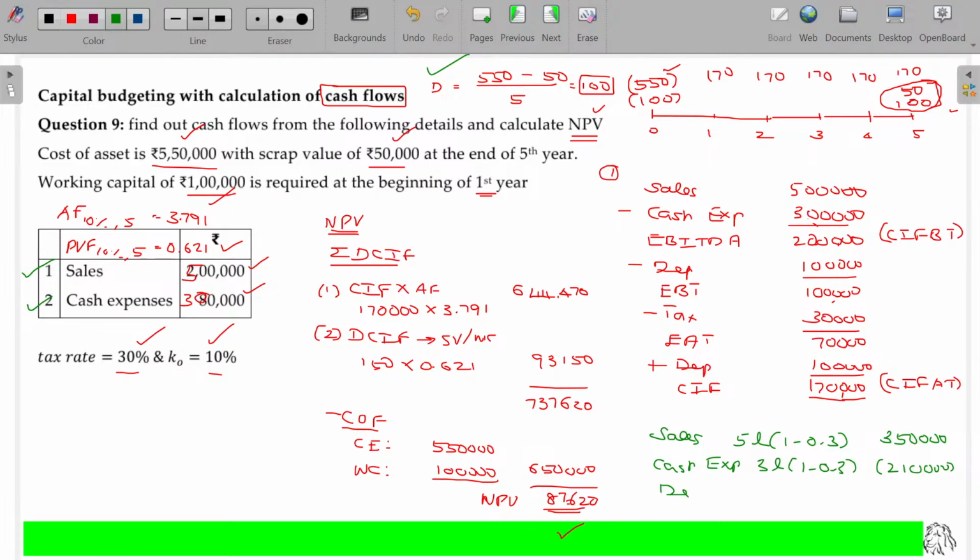In case of depreciation, which is the non-cash expenses, to the extent of T on that non-cash expenses becomes your income. So here the depreciation being 1 lakh, on that into T 0.3, 30,000 becomes income. So this is income. This one is expenses. This one is also income.